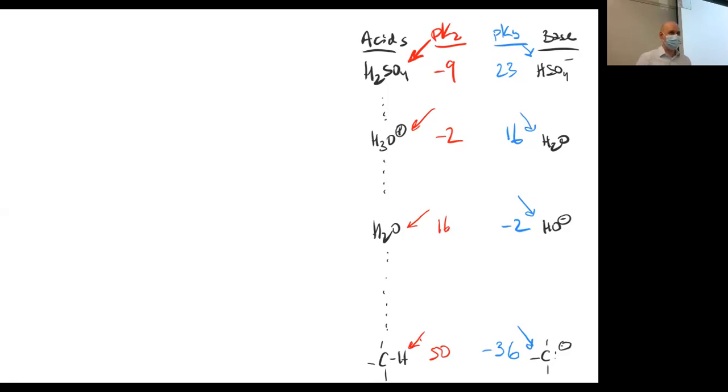Does that make sense? So just overall looking at these things here that we have drawn, we knew already that sulfuric acid was a really strong acid.